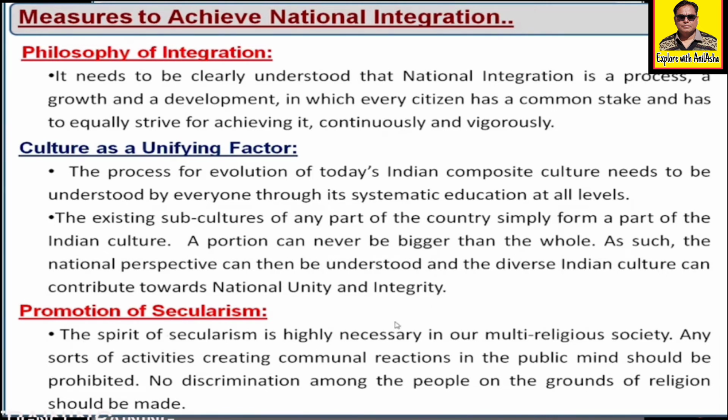The other measure is promotion of secularism. The spirit of secularism is highly necessary in our multi-religious society. Any sorts of activities creating communal reactions in the public mind should be prohibited. No discrimination among the people on the grounds of religions should be made.